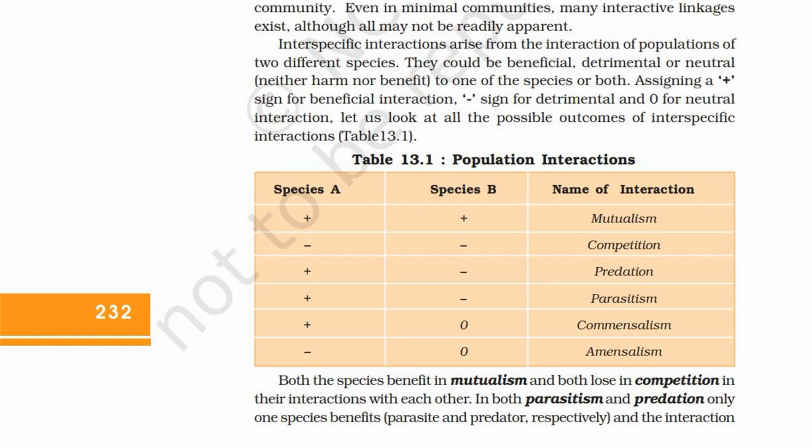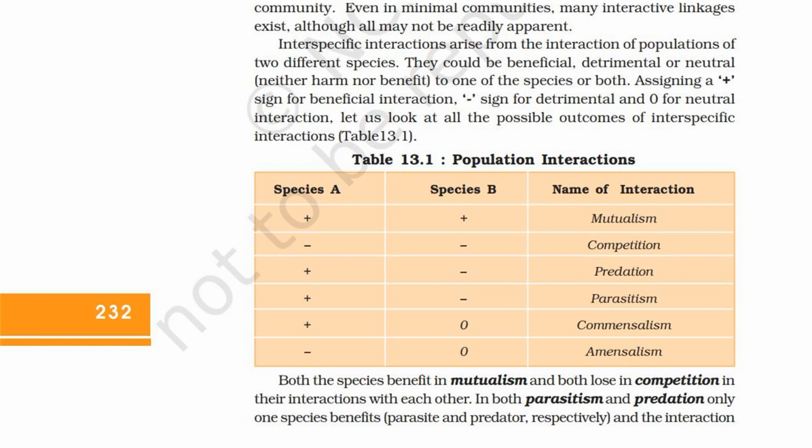Interspecific interactions arise from the interaction of populations of two different species. They could be beneficial, detrimental or neutral, neither harm nor benefit to one of the species or both. Assigning a plus sign for beneficial interaction, minus sign for detrimental and 0 for neutral interaction, let us look at all the possible outcomes of interspecific interactions. Population interactions: plus-plus mutualism, minus-minus competition.